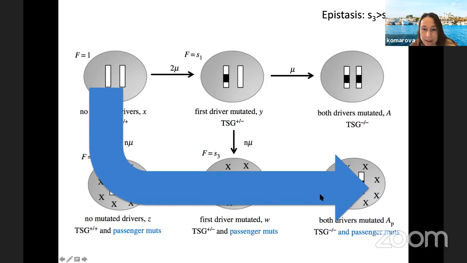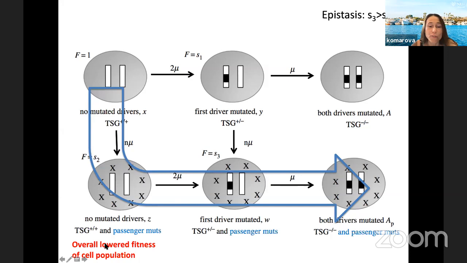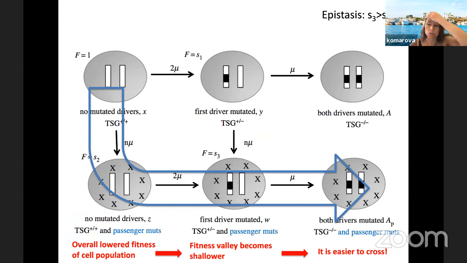But if you calculate the rate of evolution, it goes faster in the presence of passenger mutations. Why is that? Because passenger mutations lower the overall fitness of the cell population. And you know that to go from normal to double hit mutant, we have to pass through a fitness valley, lower the fitness. And if the overall fitness is lower, then the valley becomes shallower, so you can cross it faster. Okay, so do these passenger mutations speed up evolution and actually accelerate the cancerous transformation? So it's easier to cross the fitness valley.